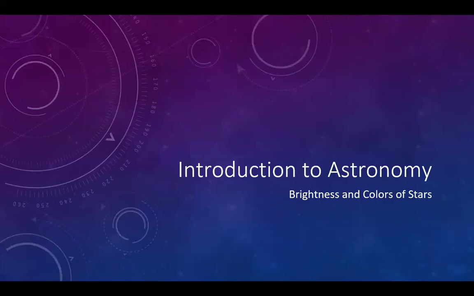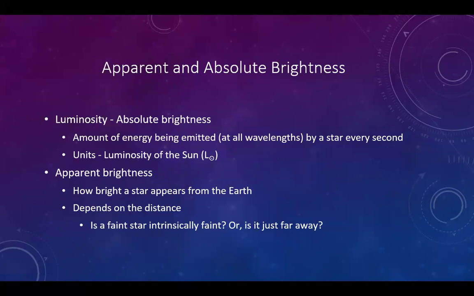So let's talk about how we classify stars by their brightness and their color. When we talk about the brightness of a star, we can talk about two things. We can talk about how much light a star is actually putting out, how bright the star is on its own, and we can also talk about how bright we see the star. And those are two different things. So luminosity is the absolute brightness. It's the amount of energy being emitted at all wavelengths by a star every second.